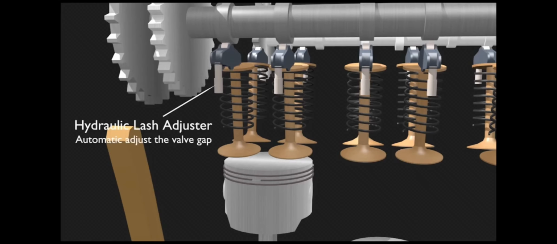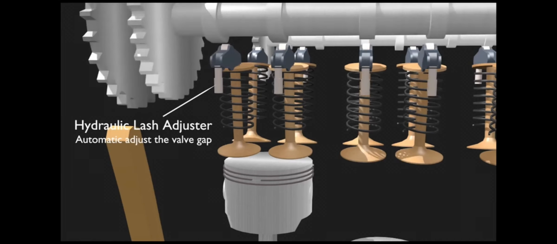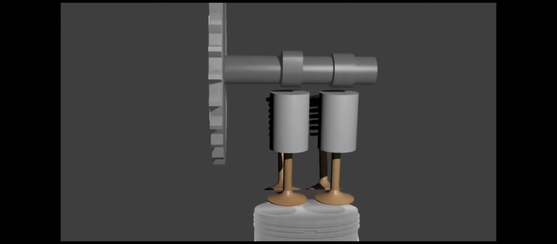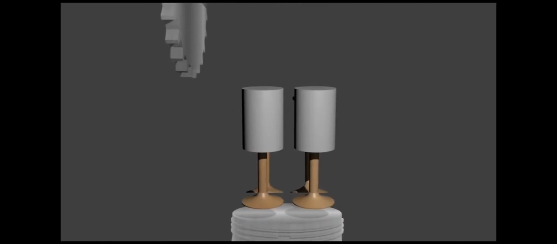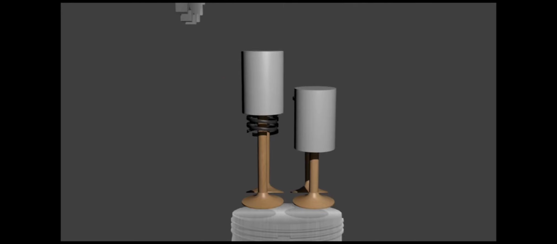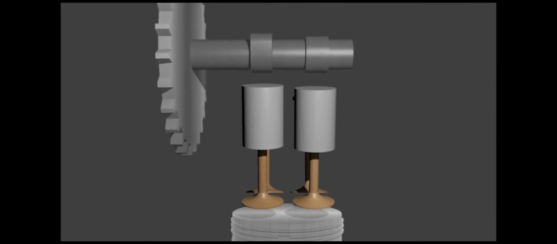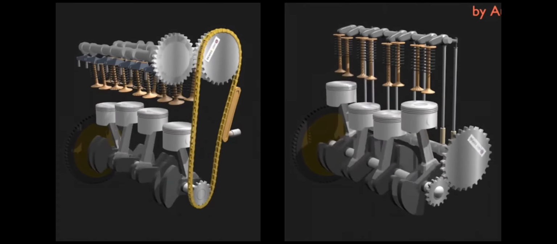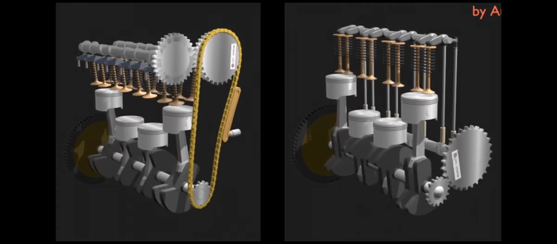Meanwhile, on a DOHC without rocker arms, the valve gap is adjusted manually using a ring that is placed inside the valve lifter. In other words, to change the valve gap, this ring must be replaced. If we compare it to the OHV system, the OHC mechanism is more effective because it has less power loss.